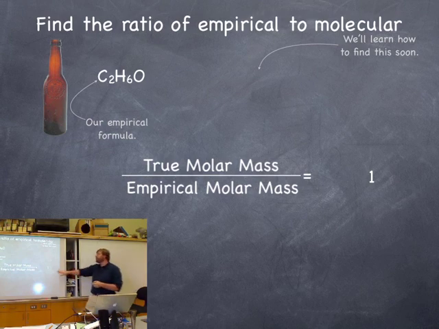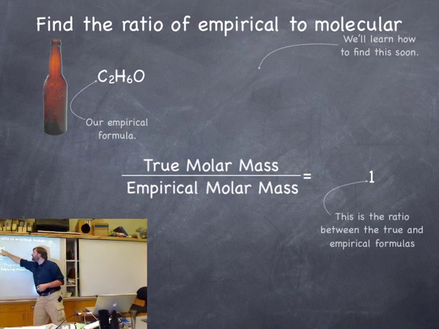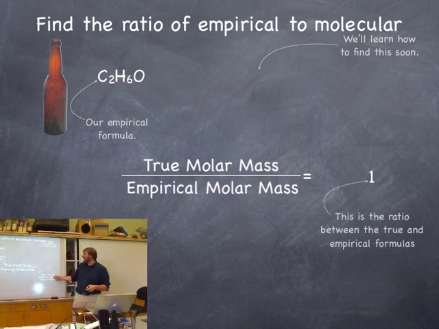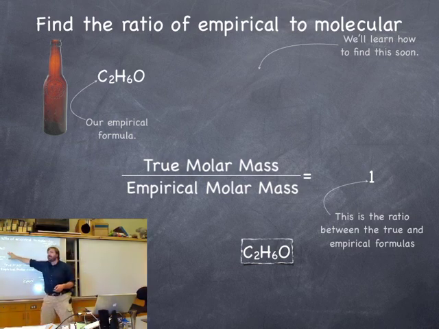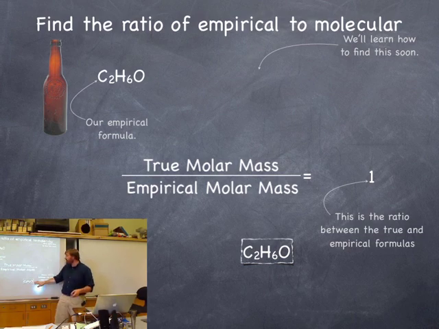What do I have to multiply those coefficients by to get the true formula? 1. Nothing. The true formula is the same as the empirical formula in this case. That is not always going to be the case. So the true formula for the compound of the stuff that we found in the refrigerator was C2H6O.